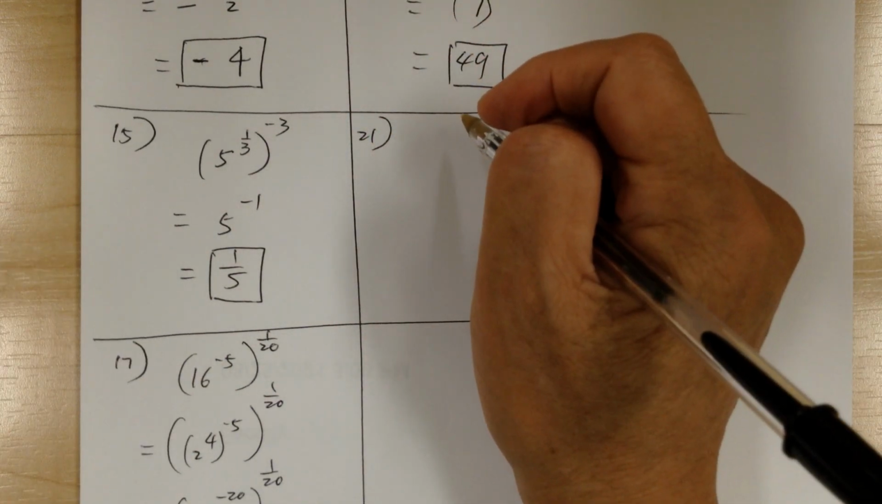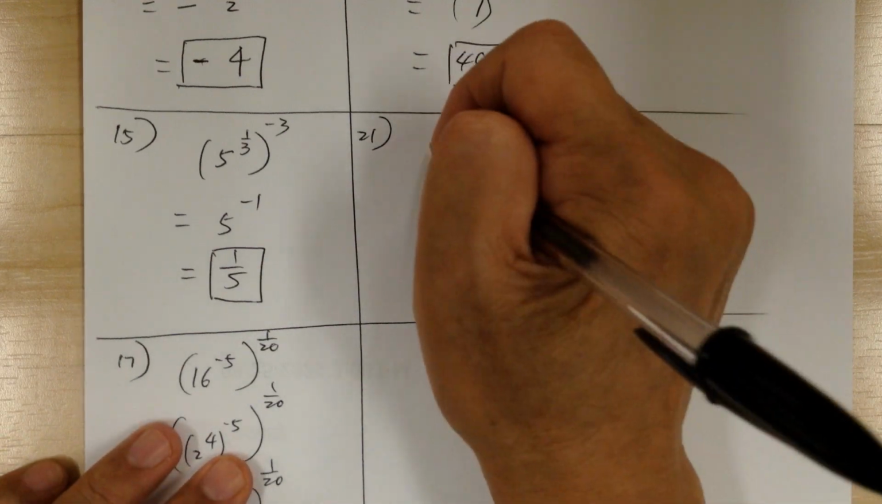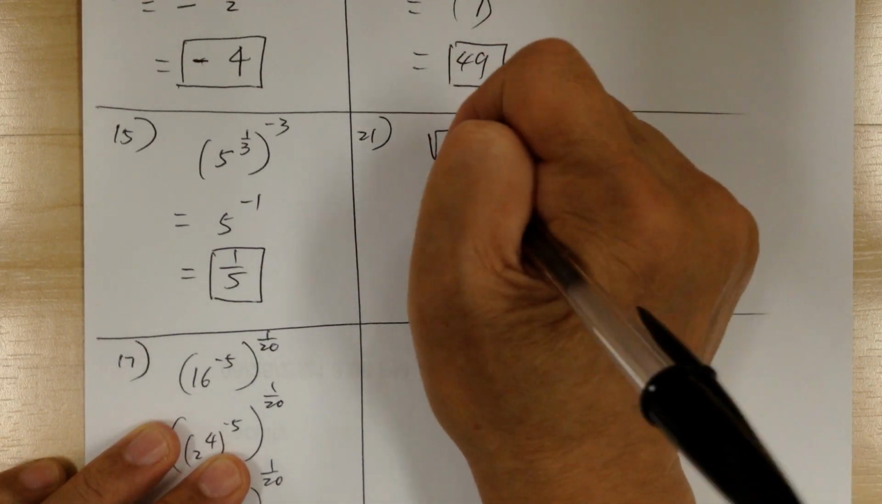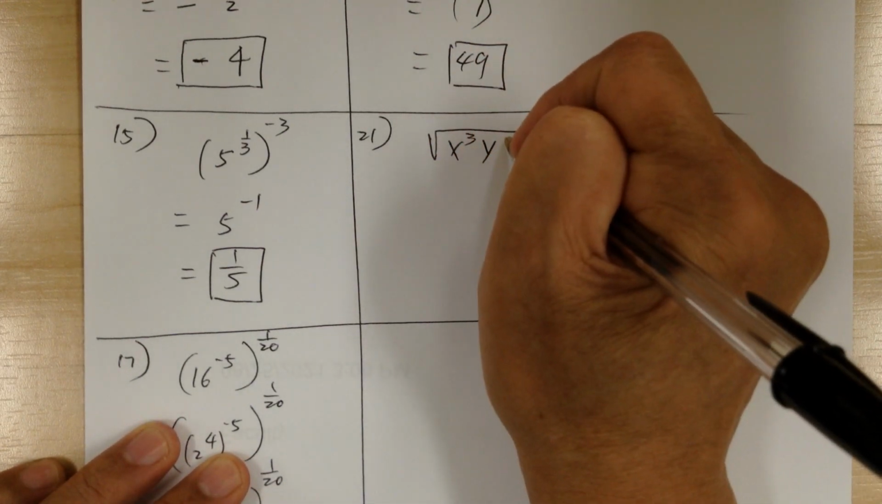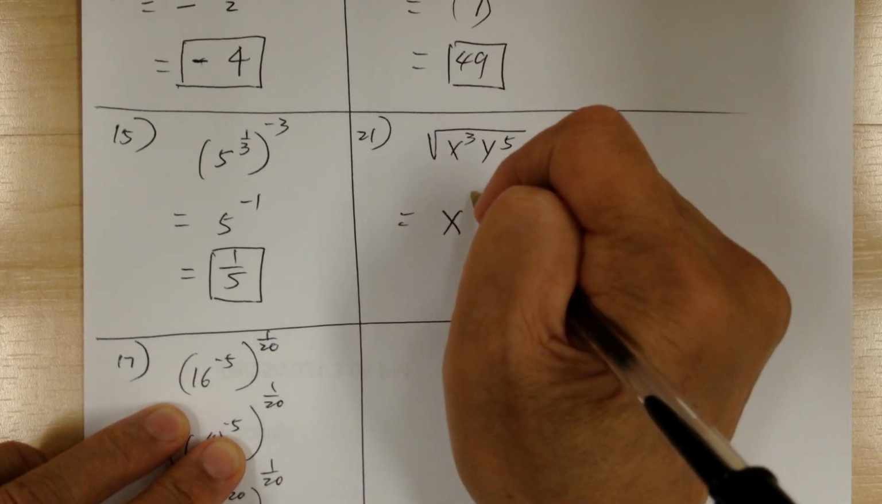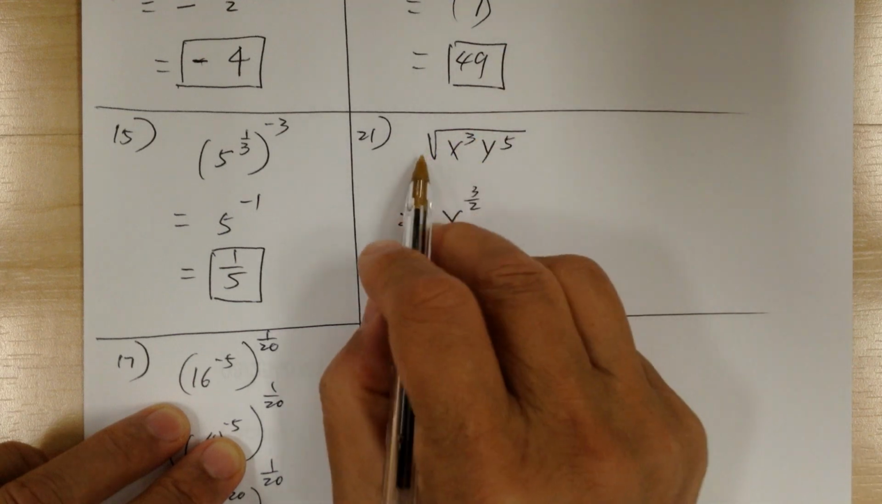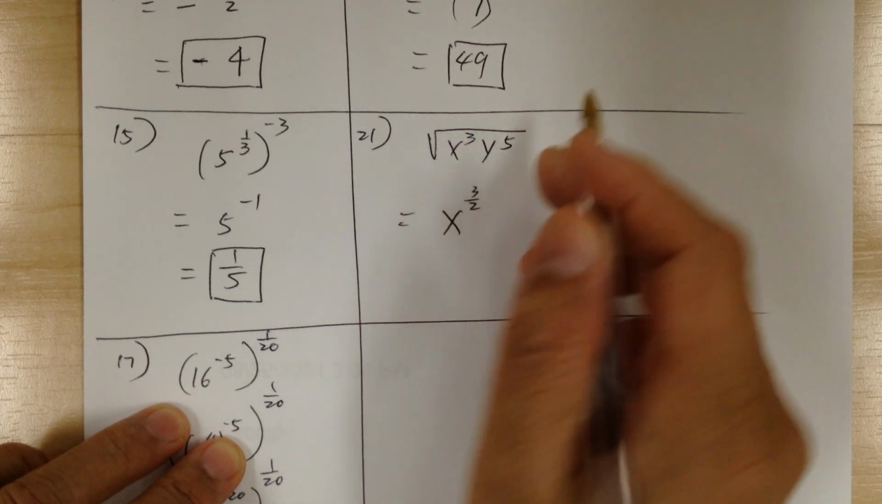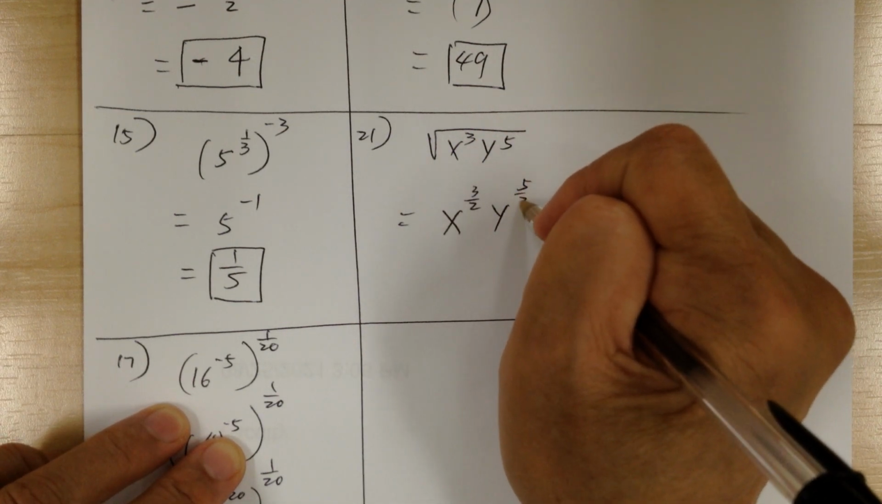Okay, number 21. You have square root of x to the 3, y to the 5, and you want to write the exponential form, so it becomes x to the 3 over 2. All right, when you don't see an index over here, it means it's a 2. So y to the 5 over 2.